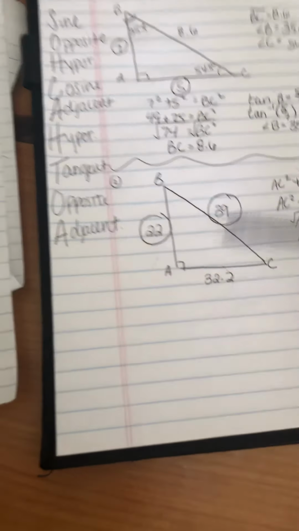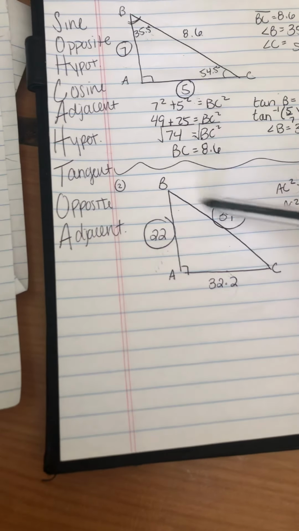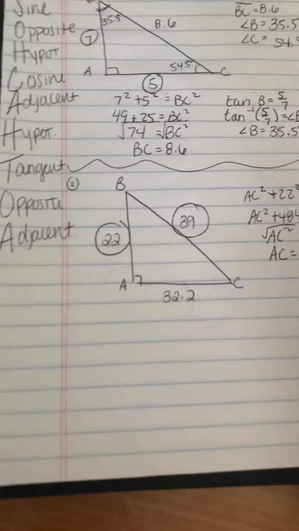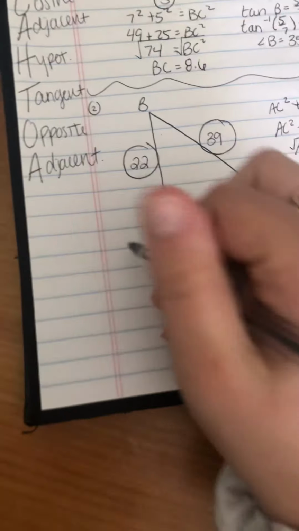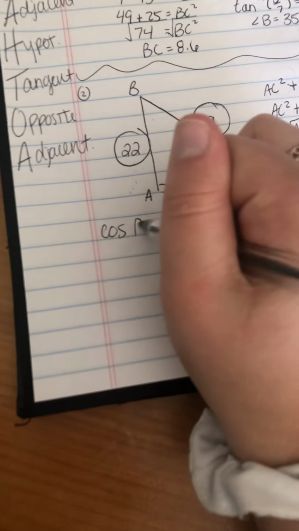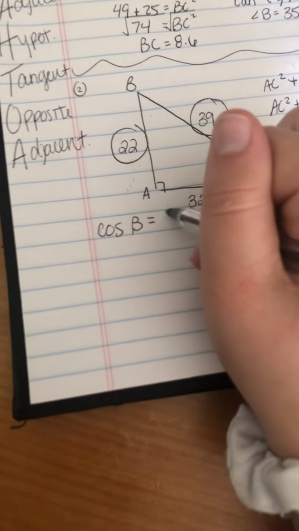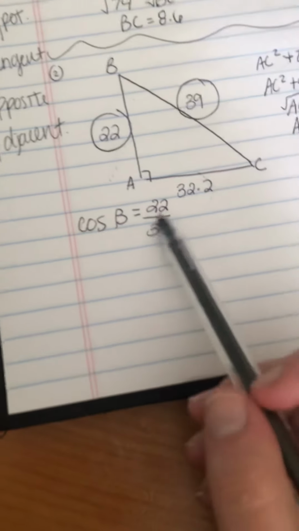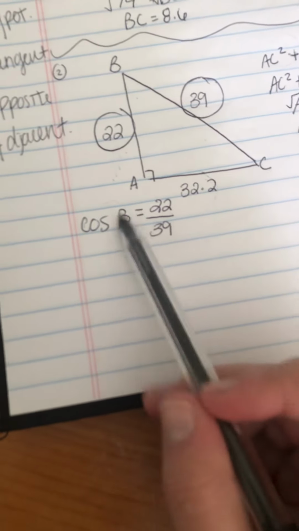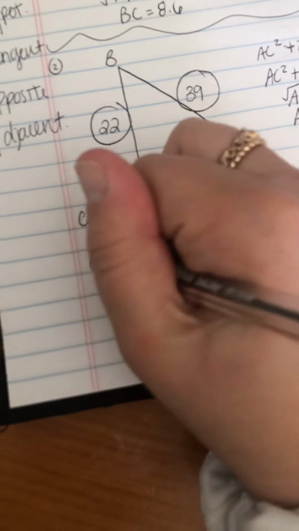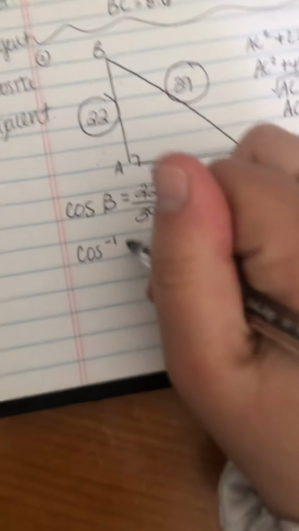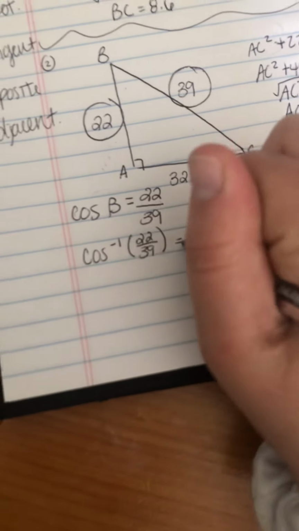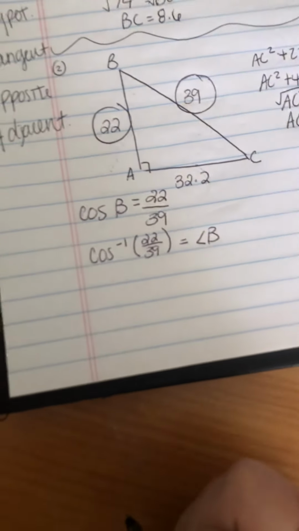I want to figure out which function uses my adjacent and my hypotenuse. That's going to give me my cosine. Cosine involves both of those. So again, if I said the cosine of B is equal to my adjacent over my hypotenuse, right? I can't plug in just a cosine of B. I need this B. So we're going to take the inverse cosine of 22 over 39. And when we do that, that's going to give me my angle measurement for B.